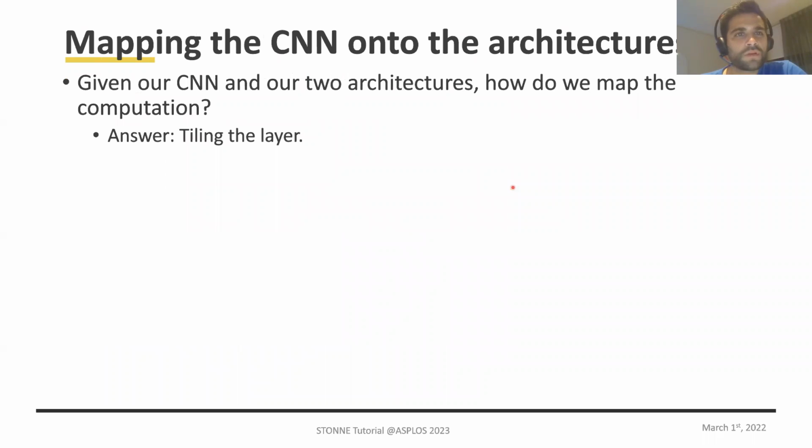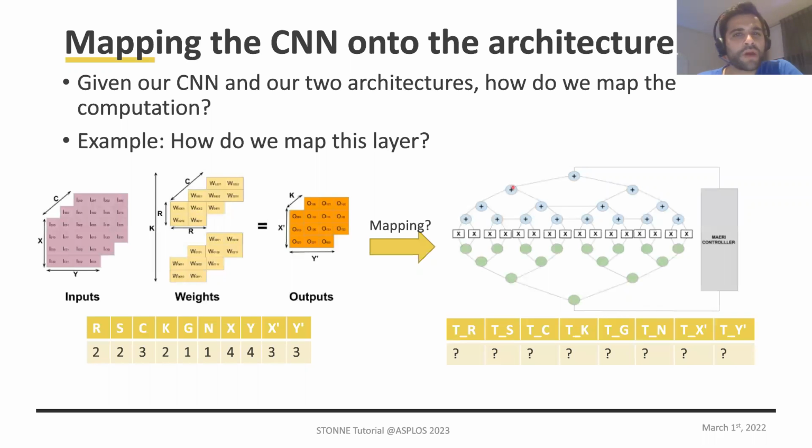Well, the answer is tiling the layer, okay? As Jose Luis has mentioned, we have to divide the layer into several tiles. And how do we do it, and how does Stone do it? Well, imagine this layer, right?